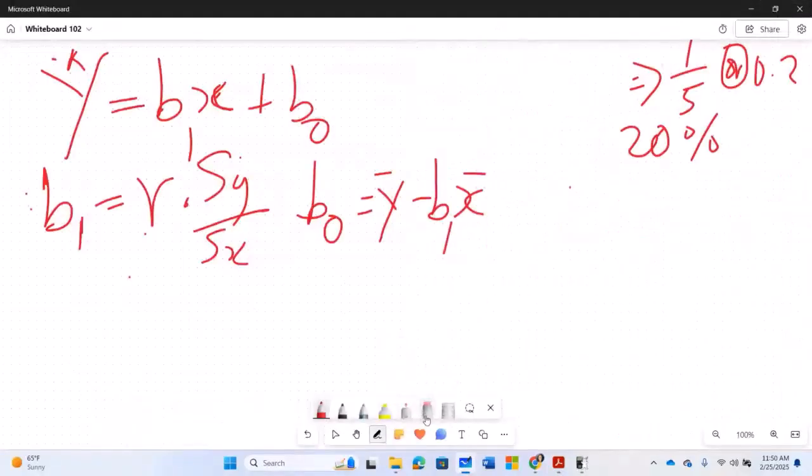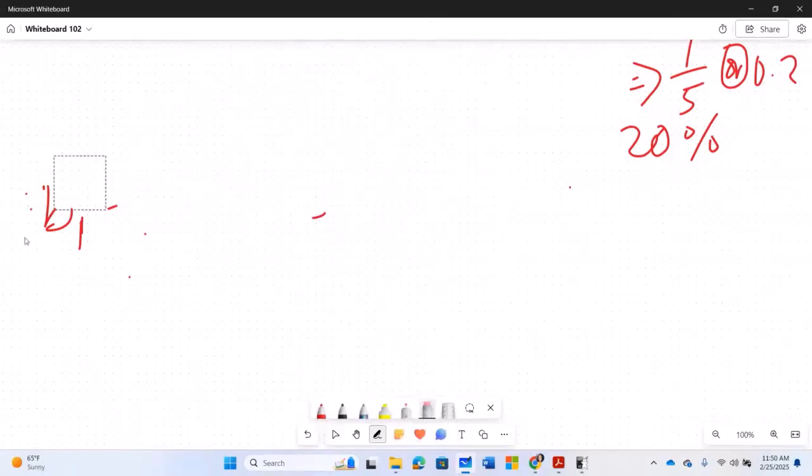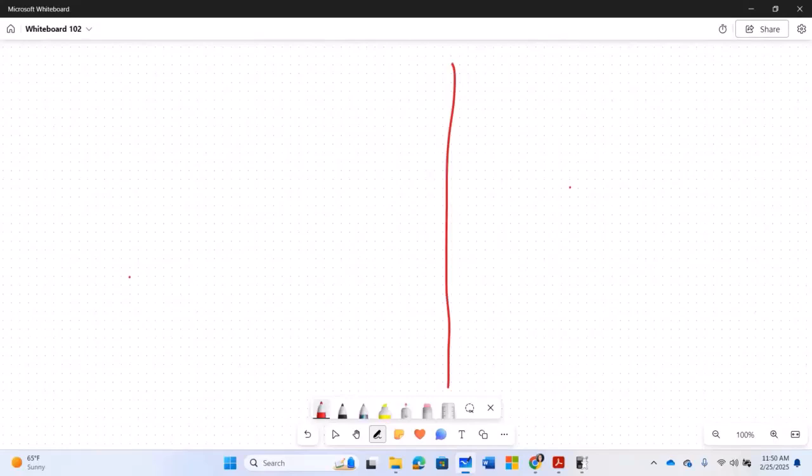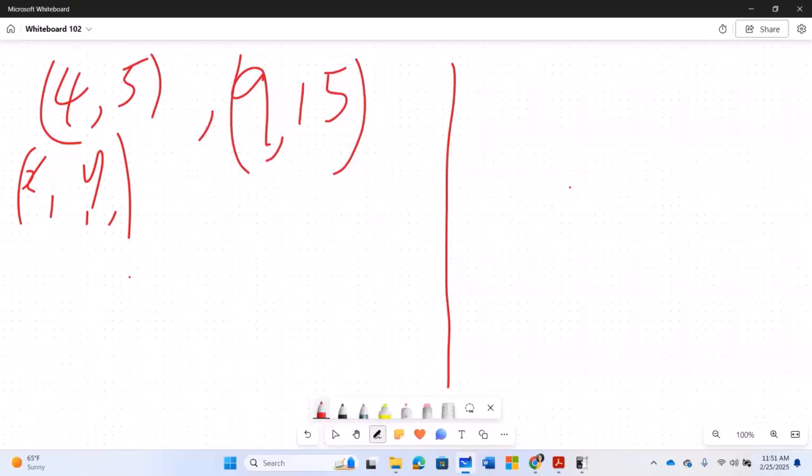All right, so I am going to clear this. I'm given 2 points, and I'm told to find the equation of the line. That's the most important thing we need to review, because some people have already forgotten that. So the 2 points are (4, 5) and (9, 15). I'm going to call the first point x1, y1, and the second point x2, y2.